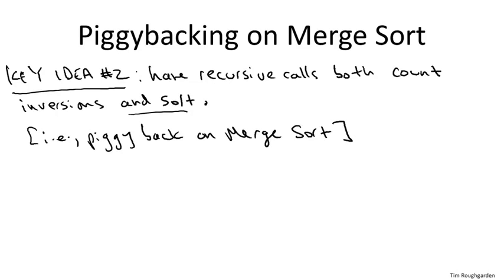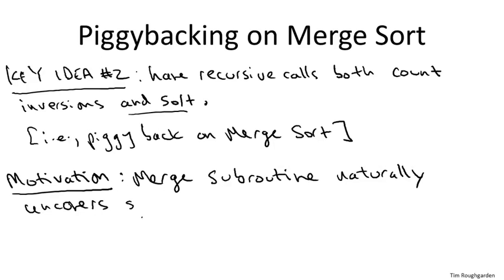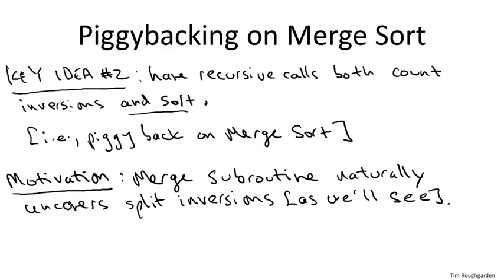And hey, why not? We know sorting is fast. Merge sort will do it in n log n time, which is the runtime we're shooting for. So why not just throw that in? Maybe it'll help us in the combine step, and as we'll see, it will. So what is this bias? Why should we demand more of our recursive calls? Well, as we'll see in a couple slides, the merge subroutine almost seems designed just to count the number of split inversions. As we'll see, as you merge 2 sorted subarrays, you will naturally uncover all of the split inversions.